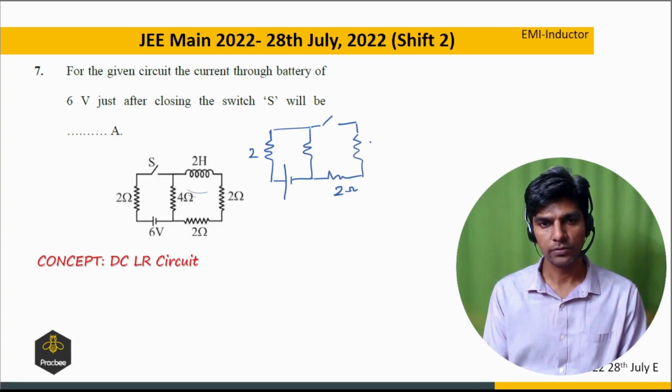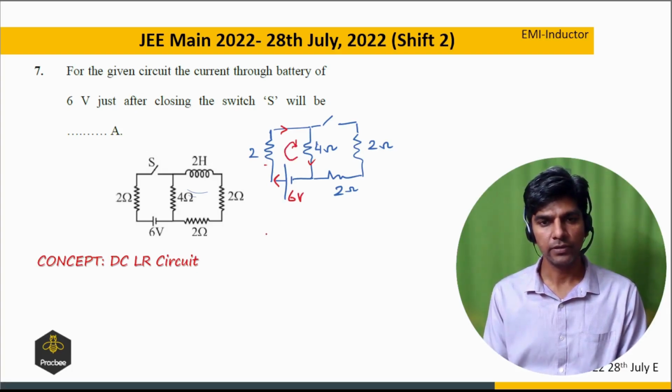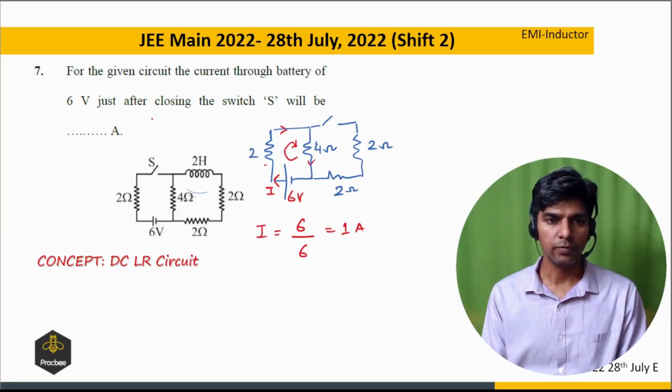This is 2 ohms, 2 ohms, 4 ohms, right? So what we can say, if there is some current supplied by the battery, it will flow only through 2 ohms and this 4 ohm resistor. And by KVL, if you apply KVL in this loop, we can say the current will be V by the total resistance, which is 6 ohms. So this comes out to be 1 ampere. So we have to find the current supplied by the battery just after closing the switch. It will be 1 ampere.